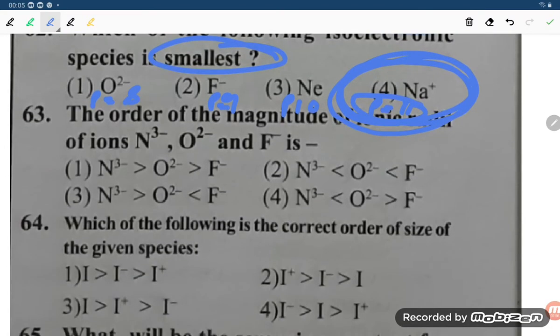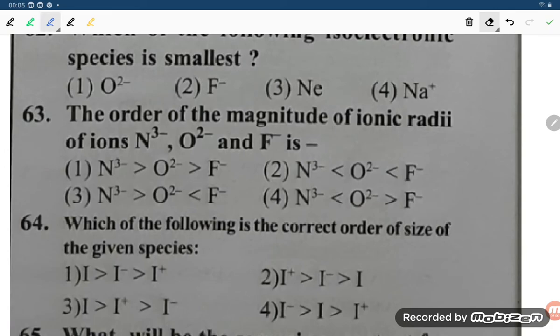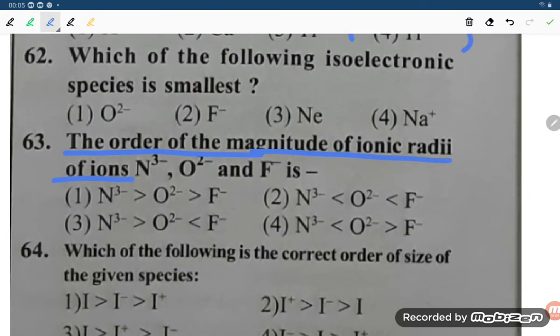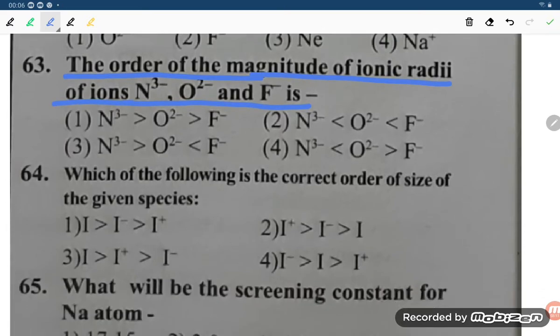Now let us move to the next problem, student. If you check the order of magnitude of ionic radii, the species are N3 minus, O2 minus, and F minus, right, student? So keep these things in mind. These are all isoelectronic, student.